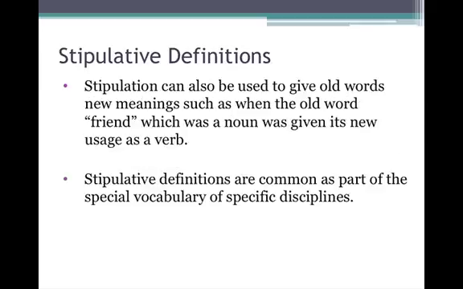Stipulation can be used to give old words new meanings as well, such as when the old word friend, which was a noun and still is, was given its new usage as a verb, such as I friended you on Facebook. Stipulative definitions are common as part of the special vocabulary for specific disciplines. For example, a lot of what you're learning in this course is going to be stipulatively defined terms used as part of logic and critical thinking.